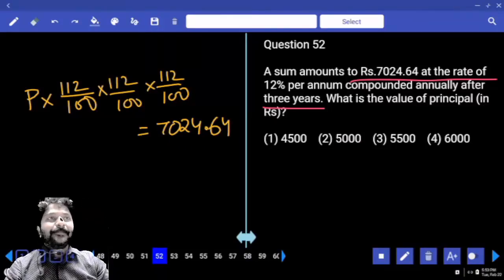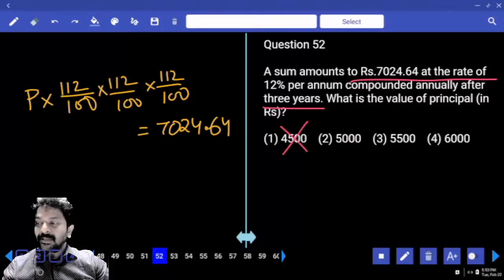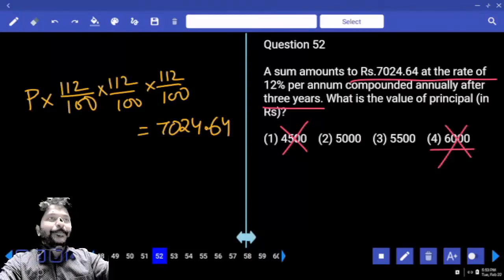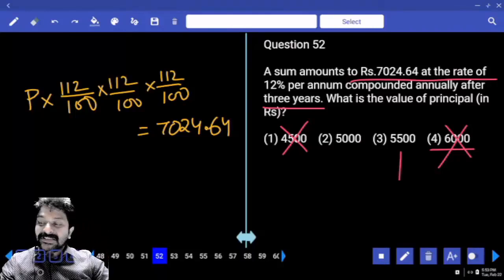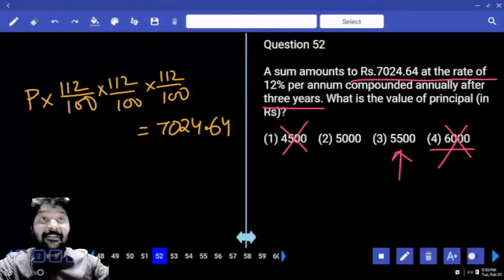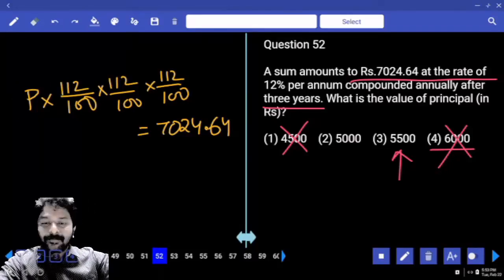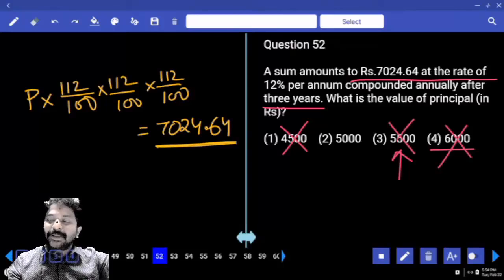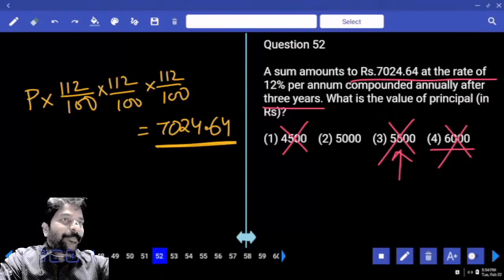Can it be the first option? Because that is a 3 multiple, it cannot be your answer. Agreed? Can it be the fourth option? This is a 3 multiple, so this cannot be your answer. 2 options are left, second and third. One is 5000, the other one is 5500. This is an interesting number. Why? 11 multiple. If the principal is an 11 multiple, your amount also must be an 11 multiple. Is your amount an 11 multiple? Say yes or no. If that is not an 11 multiple, the principal cannot be an 11 multiple. Second option, final answer. Got the point?